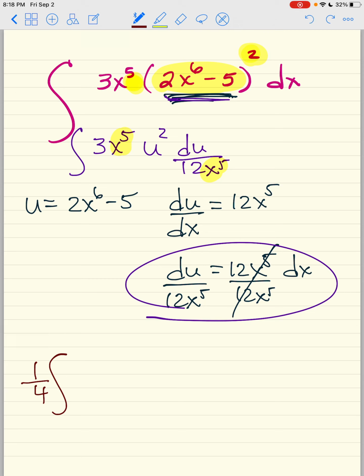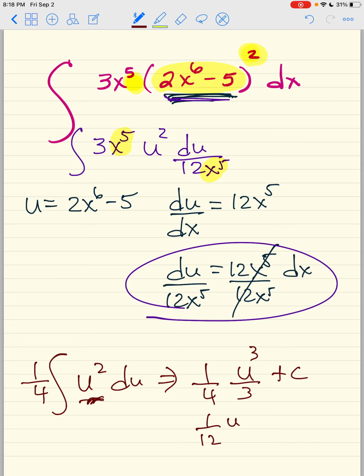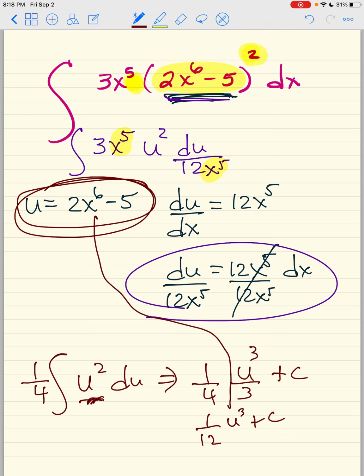Sorry, u squared du. So we're going to have 1/4 u to the 3rd over 3 plus c, because you're able to integrate single terms. Now I have 1/12 u to the third plus c. You just go back and you put the u back into here, and that's going to be your final answer. 1/12 parentheses 2x to the 6 minus 5 to the third power plus c.